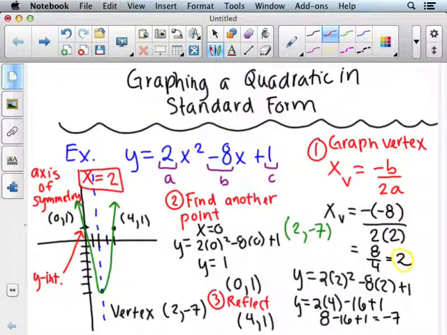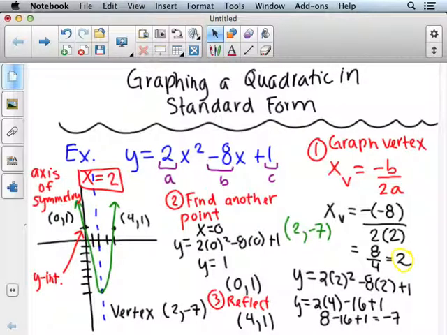And that's it. That's all you have to do to graph your parabola. Step 1, find the vertex. Step 2, find another point. Step 3, reflect. I wrote the equation for my axis of symmetry, and I found my y-intercept too. And that's it.